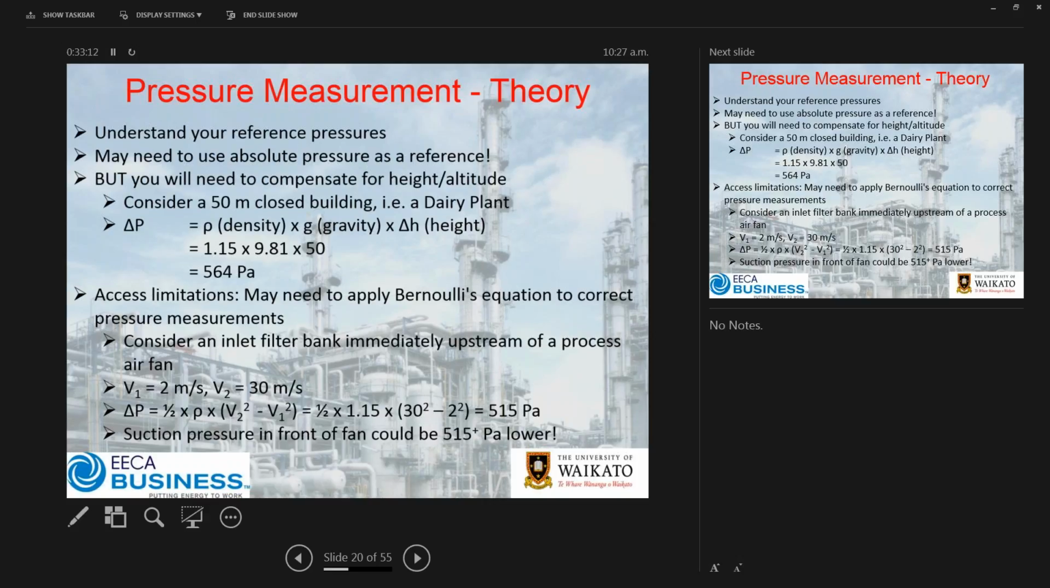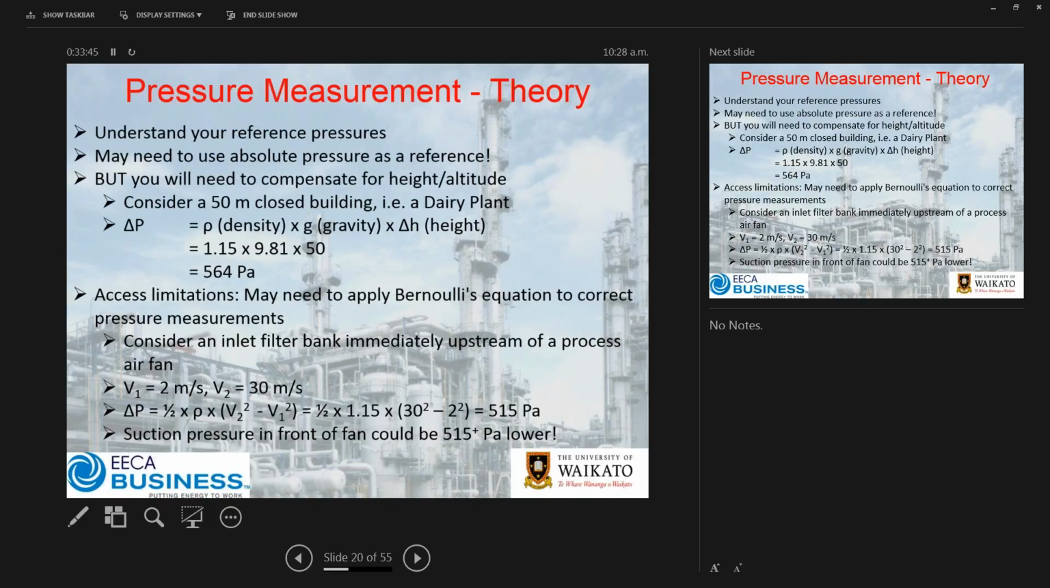Now, to give you a sense of the scale here, if we take our 50-meter building at the ground level as opposed to the top of the building, our difference in pressure is our difference in height, which is 50 meters. We're going to times that by acceleration due to gravity, 9.81 meters per second squared, and times by our density. If we just take a standard ambient density for air of about 1.15 kilograms per cubic meter, we end up with a pressure variation across the height of our building of 564 pascals. Now, that can be substantial.